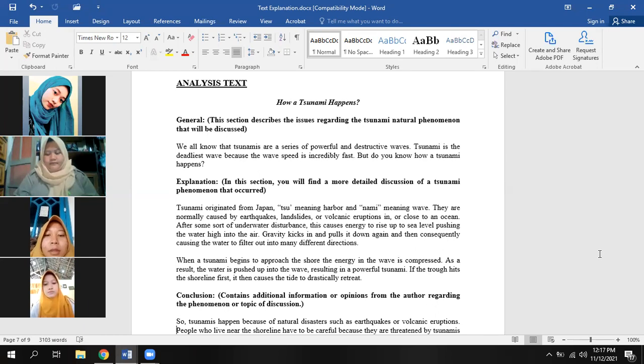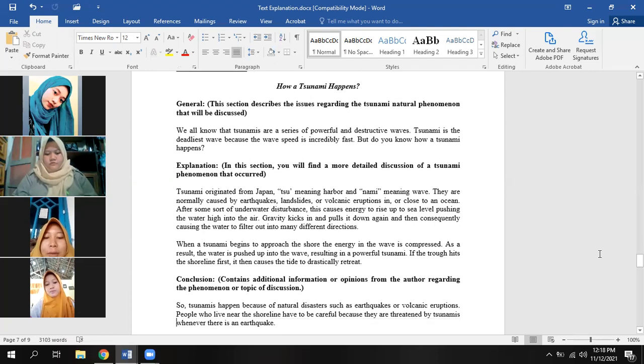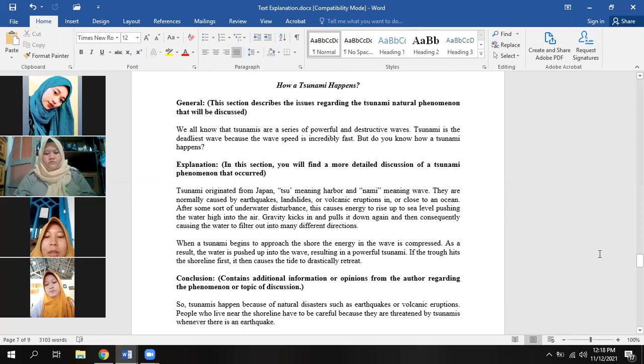After some sort of underwater disturbance, energy rises up to sea level, pushing the water high into the air. Gravity kicks in and pulls it down again, constantly causing the water to filter out into many different directions. When a tsunami begins to approach the shore, the energy in the wave is compressed. As a result, the water is pushed up into the wave, resulting in a powerful tsunami. It then causes the tide to drastically recede.